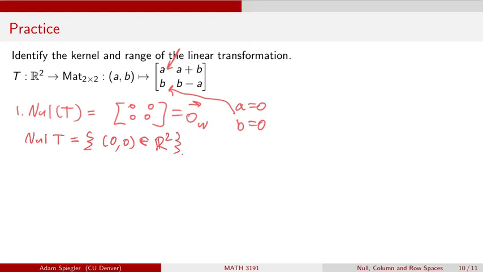So the null space is just this one unique point, and there are no other vectors in R2 that would get mapped to the zero vector in 2x2 matrix vector space.